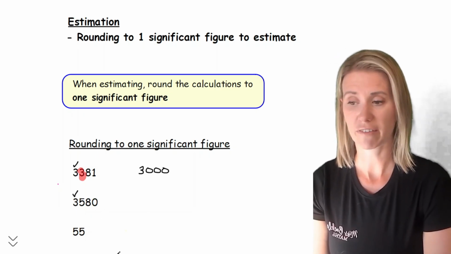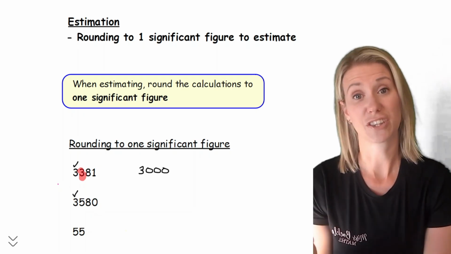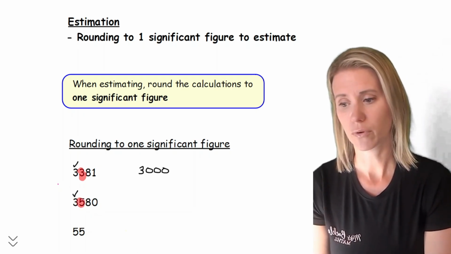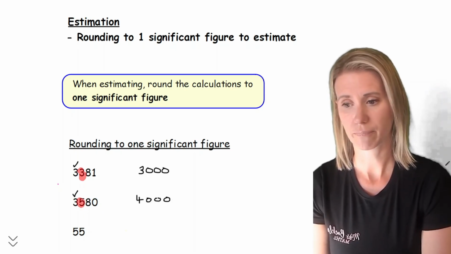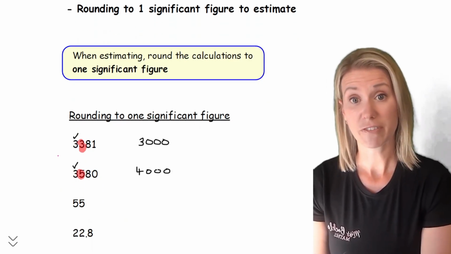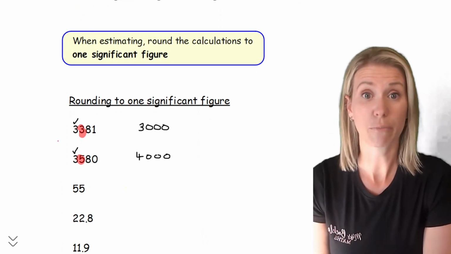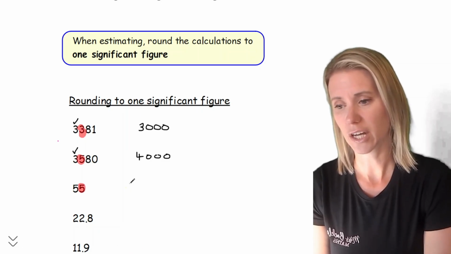3,580, once again, we have our first significant figure. Is 3,580 closer to 3,000 or 4,000? If this value here is 5 or more, we round up, so it's going to be 4,000. Right, the number 55, is it closer to 50 or 60? Well, because of this 5 here, we're rounding up, it goes up to 60.